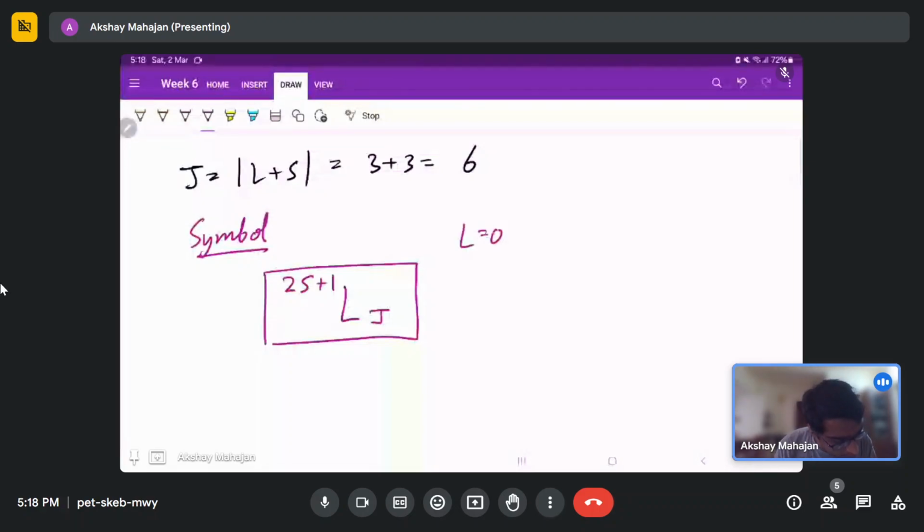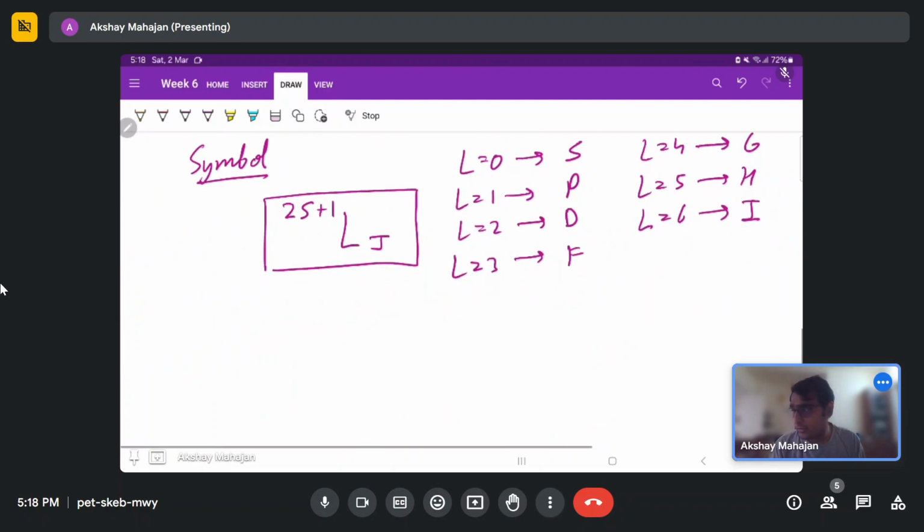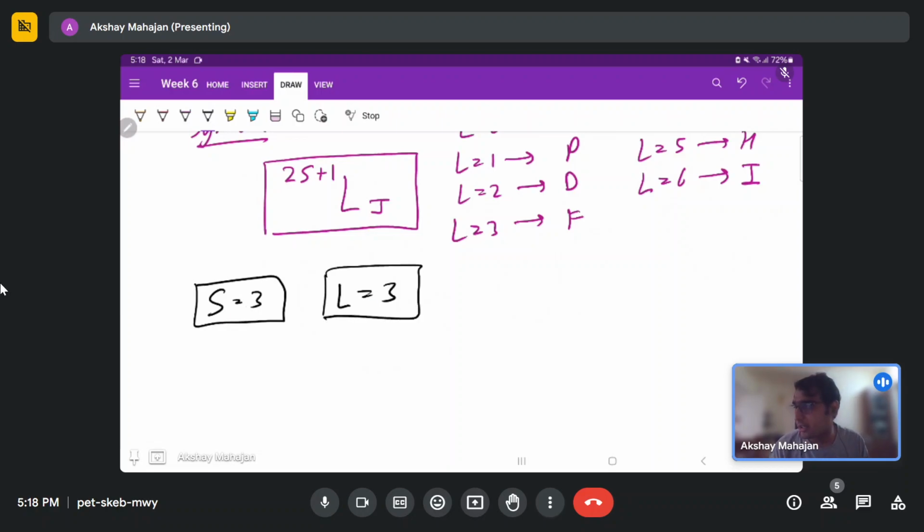And for L equals 0 we write S, for L equals 1 we write P, L equals 2 you write D, L equals 3 you write F, L equals 4, so S, P, D, F, then you just continue G, H, I and so on. Okay, you can just keep continuing it. S, P, D, F, then it is G, H, I.